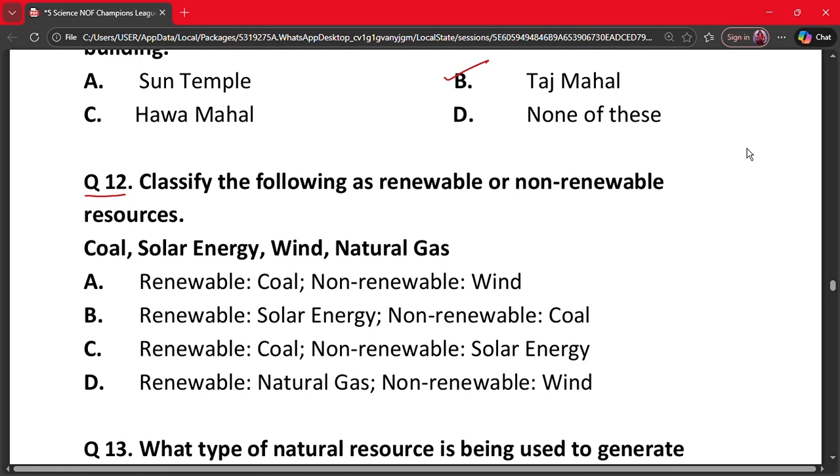Question number 12. Classify the following as renewable and non-renewable resources: coal, solar energy, wind, and natural gas. A. Renewable coal, non-renewable wind. B. Renewable solar energy, non-renewable coal. C. Renewable coal, non-renewable solar energy. D. Renewable natural gas and non-renewable wind. The correct answer is option B. Why? Coal and natural gas take millions of years to form. Solar and wind are unlimited renewable resources.